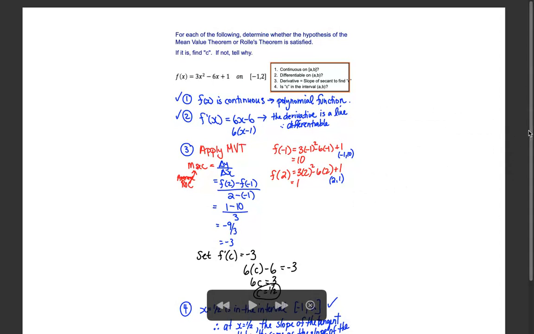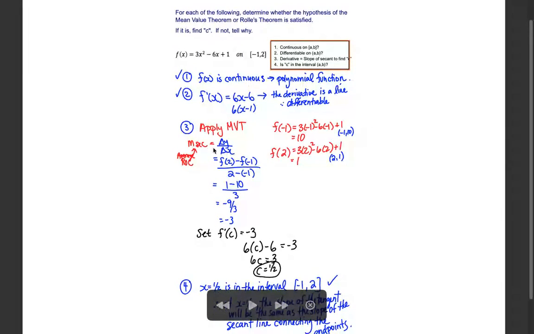So I'm going to first of all figure out what the slope of the secant is. So I have delta y over delta x, which is f(2) minus f(-1) over 2 minus -1. I end up getting -3 for the slope of my secant, or my average rate of change. And I know that my derivative is 6x minus 6, or 6 times (x minus 1).